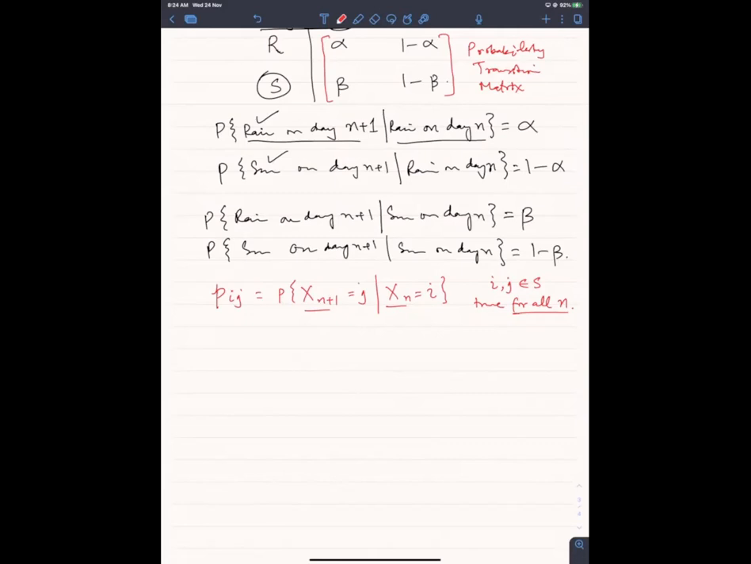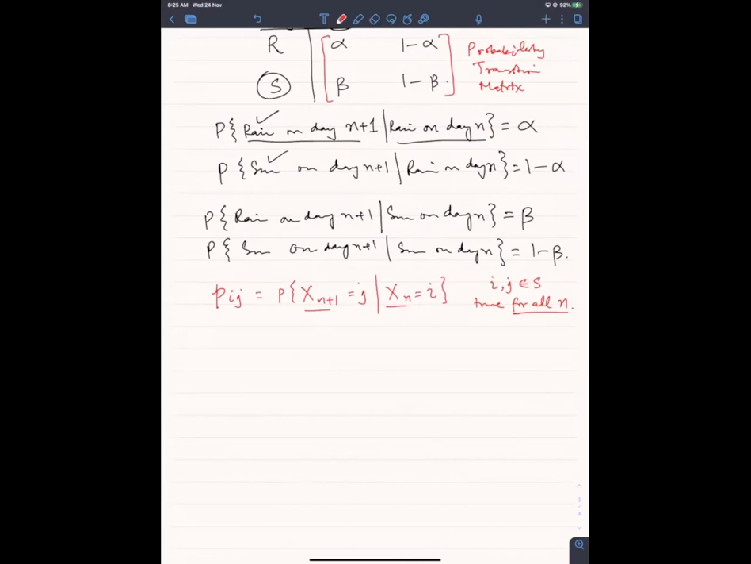So if I tell you, given the weather today, what is the probability of rain tomorrow? Okay? The same probability will apply if I tell you the weather on day 13, and ask what is the probability of rain on day 14? It should be exactly the same. Any questions so far?